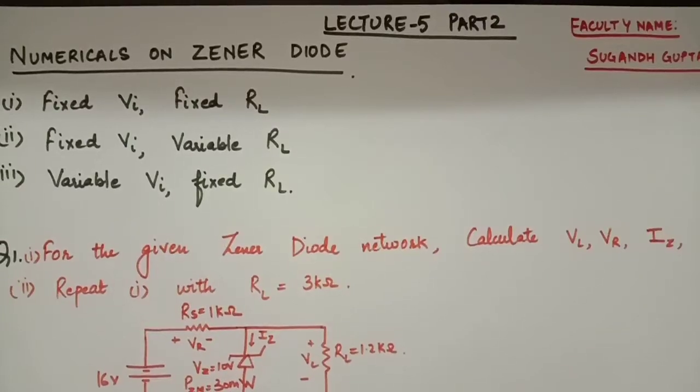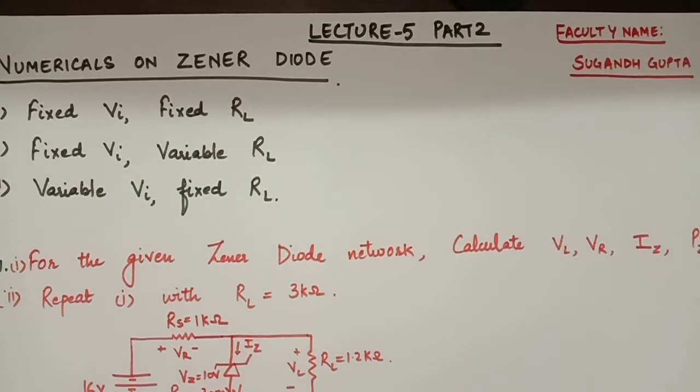Hello students, welcome to the second part of fifth lecture of Basic Electronics Engineering. In the last part of fifth lecture, that was part 1, we discussed Zener diode as shunt regulator. Today in this part, we will solve the numericals on Zener diode network.